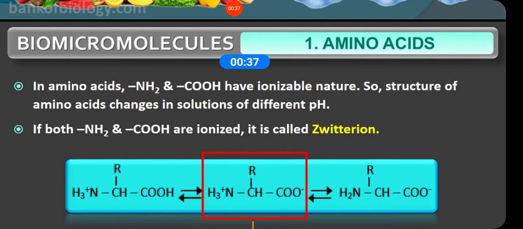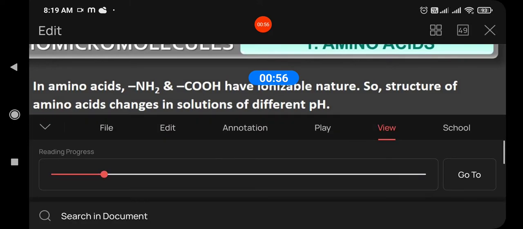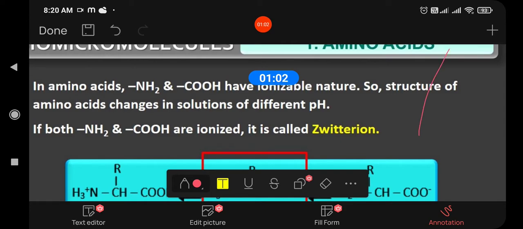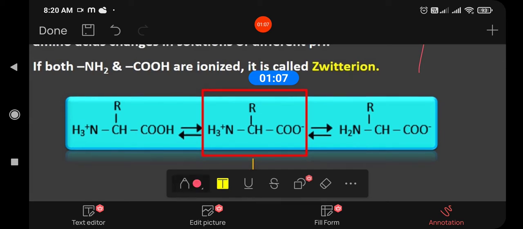What does it mean? That if the amino group gets ionized, then it forms a basic pH. That means its pH is more than 7, and if the COOH is ionized, then it is called acidic. Now look here, in this case you can see if the amino group is having more H positive, then it forms NH3 positive, that is, a positive ion is there.